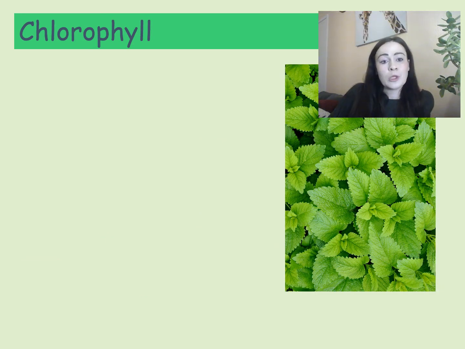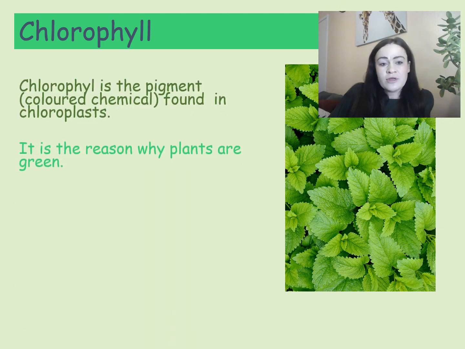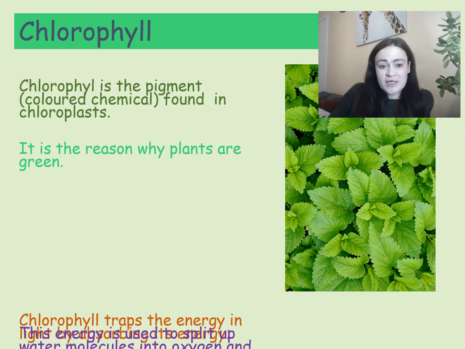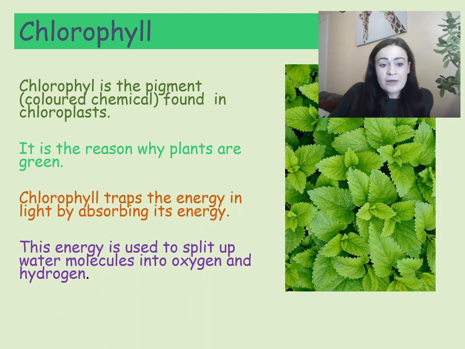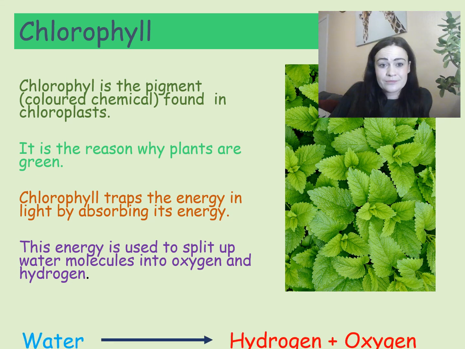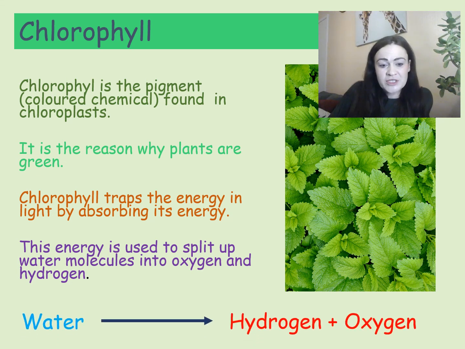Now let's just talk about chlorophyll quickly. Chlorophyll is why plants are green. It is a green pigment and it's found in chloroplasts. It traps the energy in the light by absorbing its energy. So it's taking in these high energy electrons that the light is carrying, and it traps them in there. And that energy is what is used to split up the water molecules into oxygen and hydrogen. There's a little word equation down there. So the water is getting split into hydrogen and oxygen.